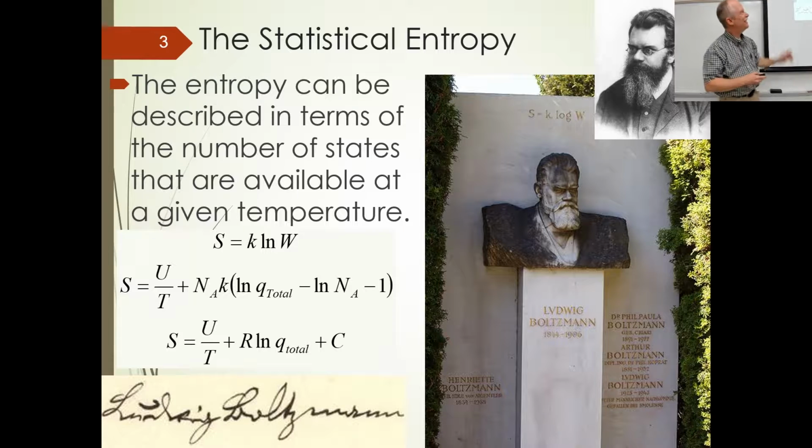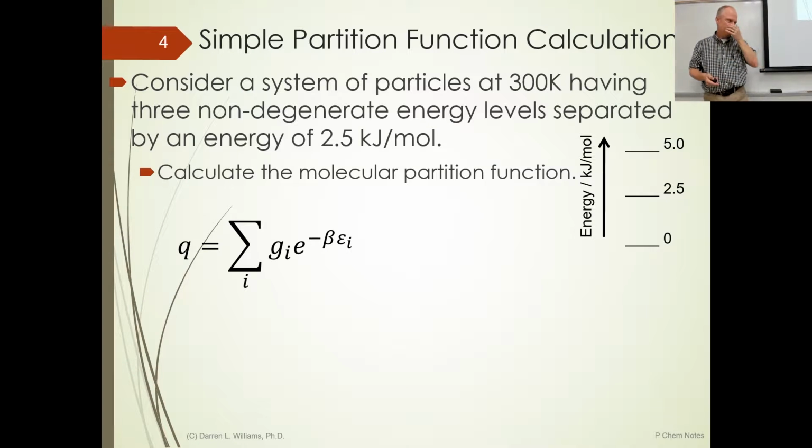So he's got up there at the top, S equals k log W. W is that weighting factor of all the different permutations of a system. It's related to the partition function. So here's the simple calculation we did, similar to what we did in class, a 3-level system at 300 Kelvin.